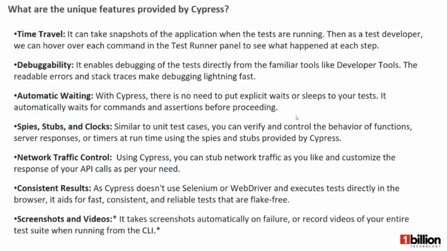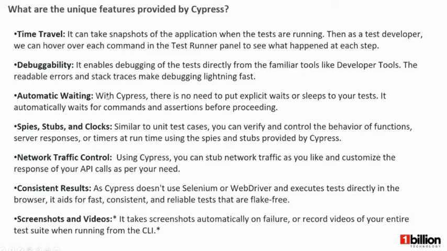So let's talk about the unique features of Cypress. The main thing is it has a time travel feature. When our tests are running, it automatically takes snapshots, right? And you can refer to that snapshot and do the debugging. So debuggability is very easy with this feature. I'll show how this time travel feature works.